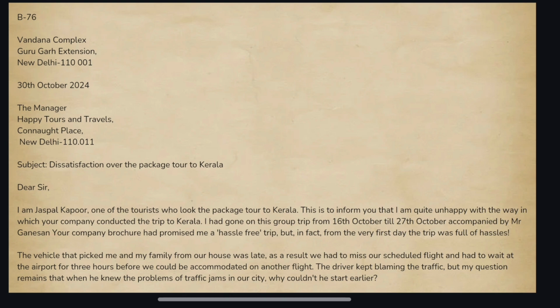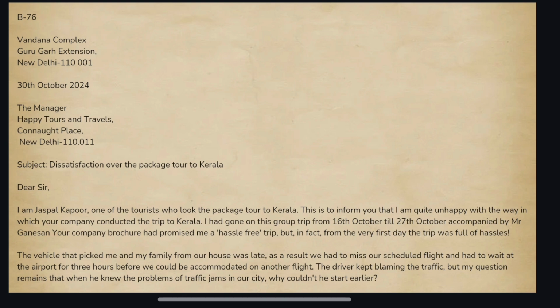I am Jaspal Kapoor, one of the tourists who took the package tour to Kerala. This is to inform you that I am quite unhappy with the way in which your company conducted the trip to Kerala. I had gone on this group trip from 16th of October till 27th of October, accompanied by Mr. Ganeshan. Your company brochure had promised me a hassle-free trip. But in fact, from the very first day of the trip, it was full of hassles.